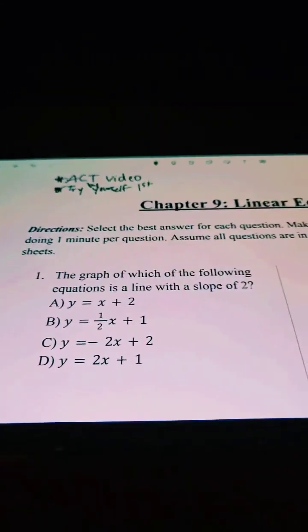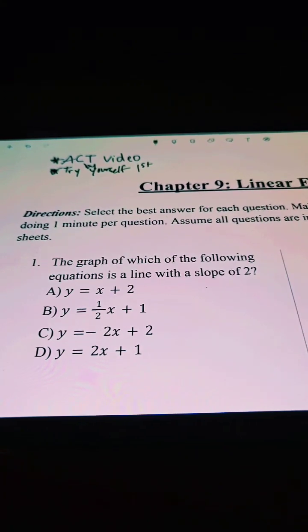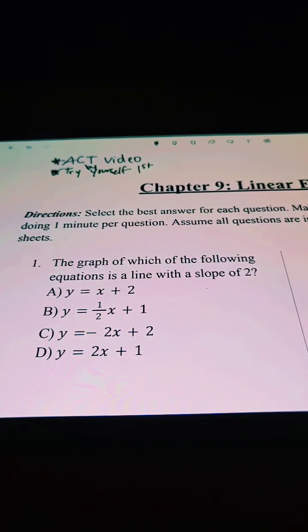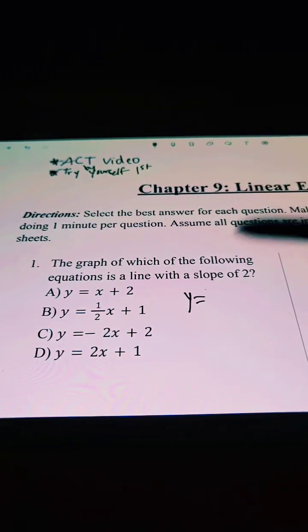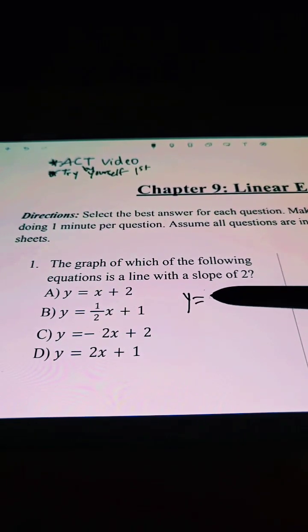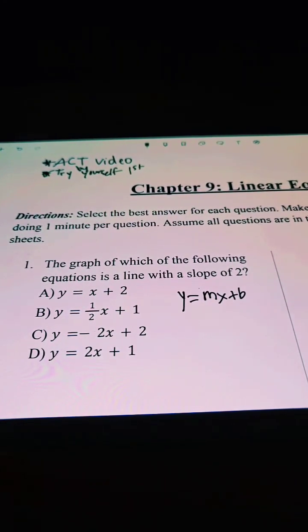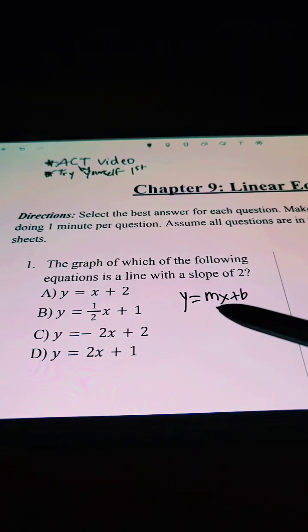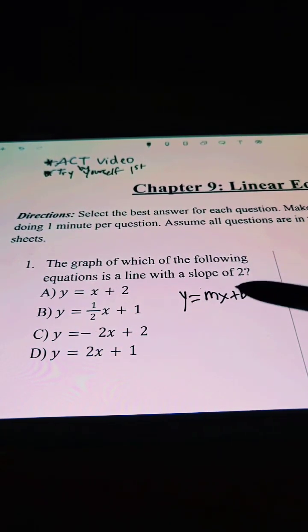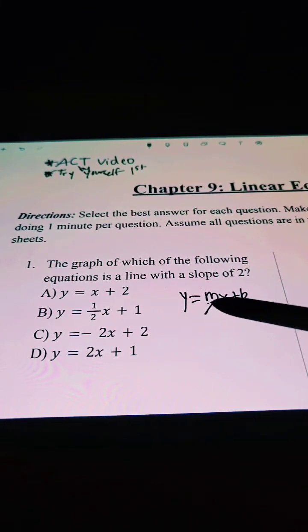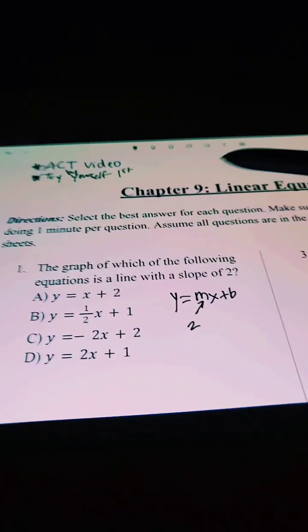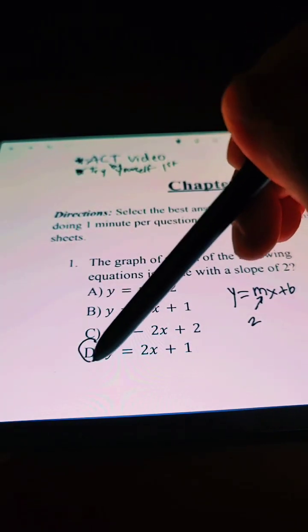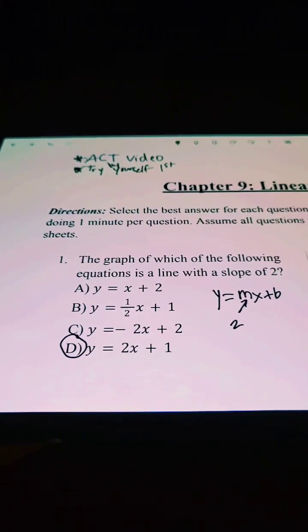So let's start with number 1 right here. It says the graph of which of the following equations has a line with a slope of 2. So remember, anytime we have a line, linear function, linear equation, using those words, we have to think y equals mx plus b, where m is the slope and b is the y-intercept. So if we want a slope of 2, that means we want the number in front of x to be 2 when y is isolated like this. So the only option that does that would be D right here.